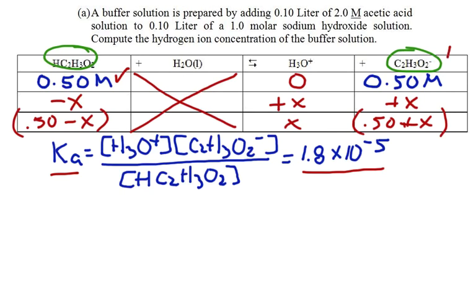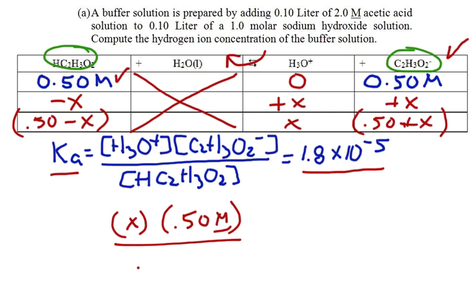Also, because I have some of my conjugate base in here, that's actually going to drive my reaction a little bit back, making x even smaller than it would be in a normal icebox problem. So x is very, very small, totally ignorable. So I have x times 0.5 divided by 0.5 equals 1.8 times 10 to the negative 5.